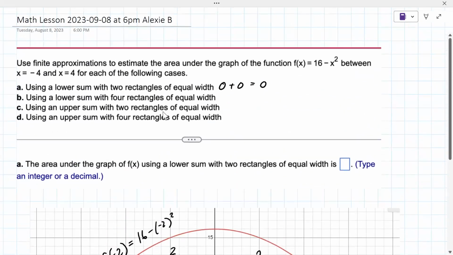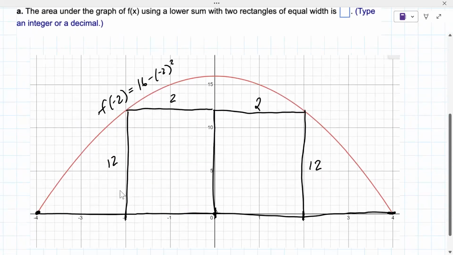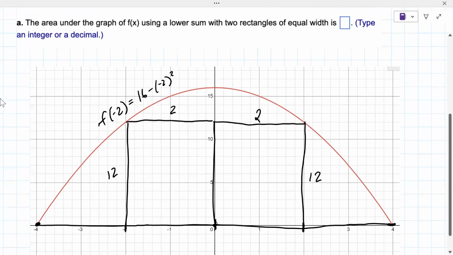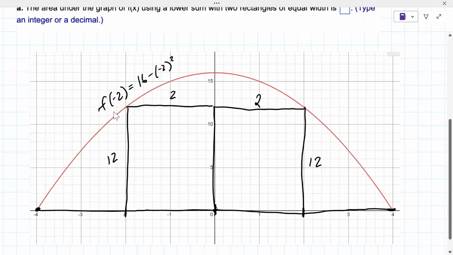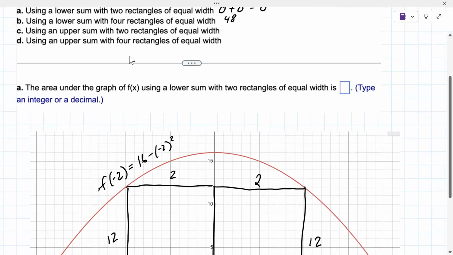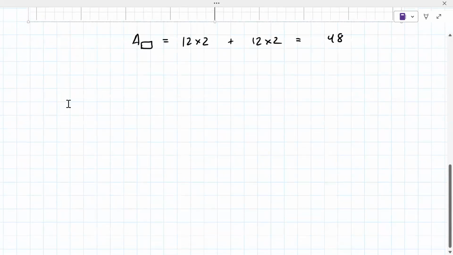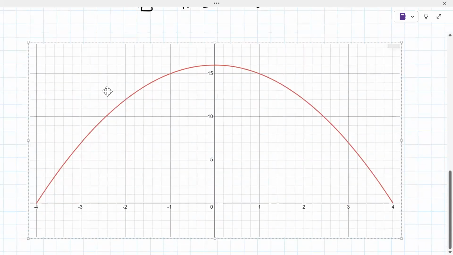Now they're lowers. That's 48. The reason they're lowers is because they're inside. See how the rectangles are contained inside the curve here? The uppers are going to be outside. So we're now going to do the uppers. I'm going to grab this.